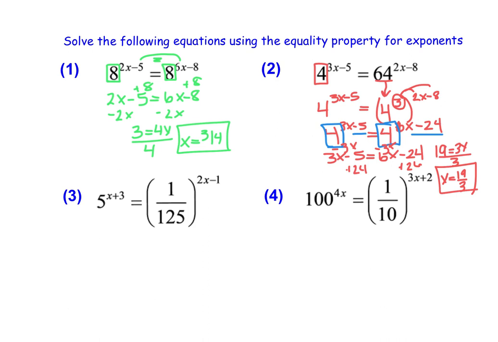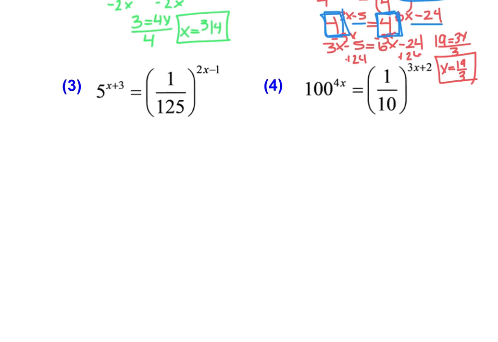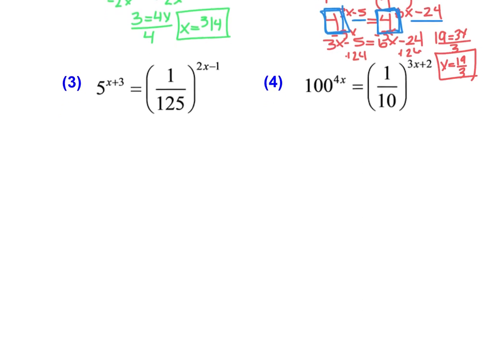So the big key idea here is, can you get a common base? You need to rewrite it with a common base and then alter the exponent a little bit from doing so in order to then set the exponents equal and solve. So now let's take a look at two more examples that are a little bit more involved.